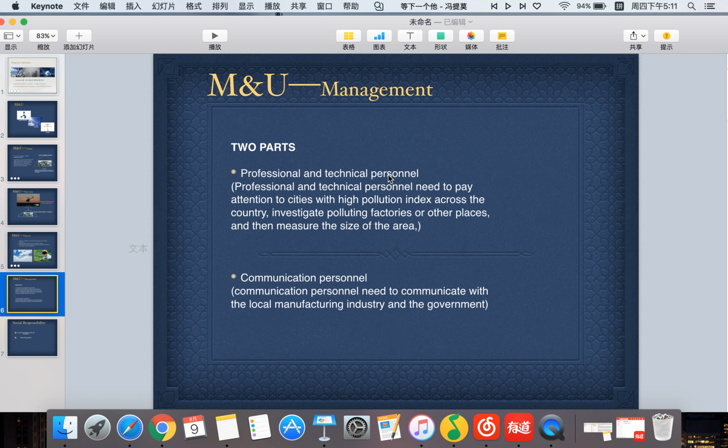The communication personnel need to communicate with the local manufacturing industry and the government. So the government can use financial assistance to continuously strengthen their technique. And the design is based on a project that the government and the company work together to achieve, because it is more likely to be realized.